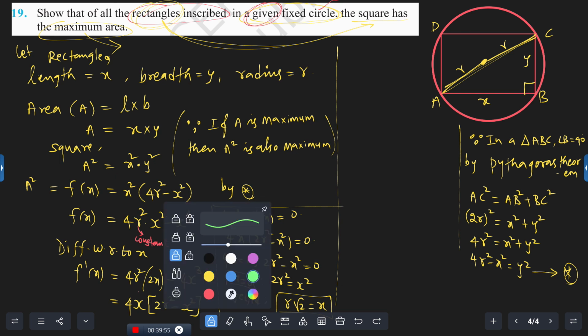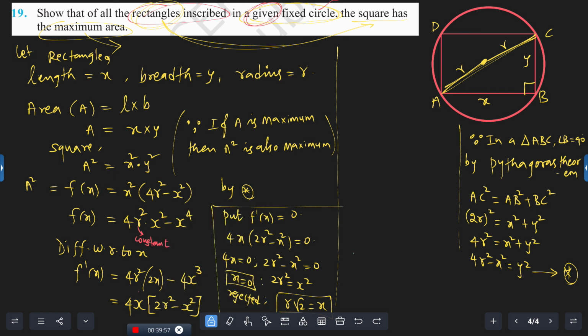Now we have to find the double derivative. This one will differentiate, because with the double derivative we have to say whether it is a maximum. So f double dash of x is equal to, listen carefully, 4 2s are 8 r square. X when I differentiate, you will be getting 1. Minus 4, let it be. X cube when you differentiate, 3 x square.